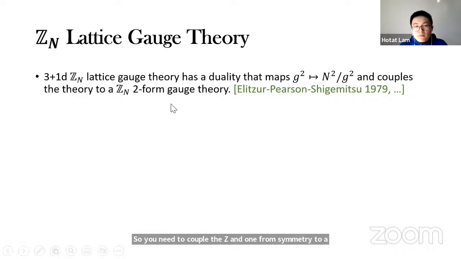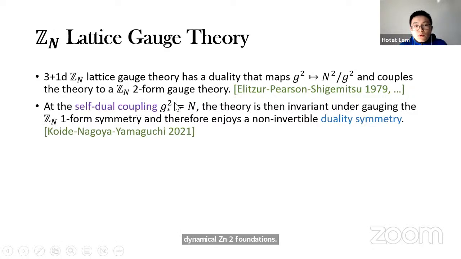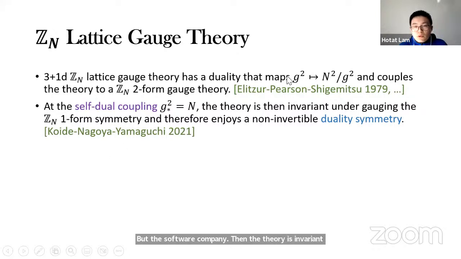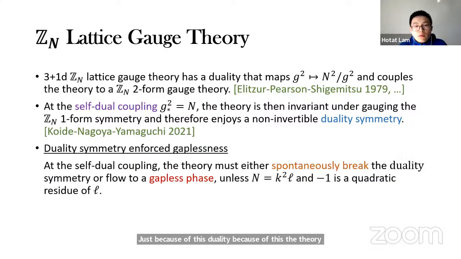Okay, so this is the statement of the duality. A direct consequence of this is that we can work at the self-dual coupling. At the self-dual coupling, the theory is invariant under gauging the Z_N 1-form symmetry, just because of this duality. And because of this, the theory has non-invertible duality symmetry. Okay, so now we can use our theorems and actually say something.